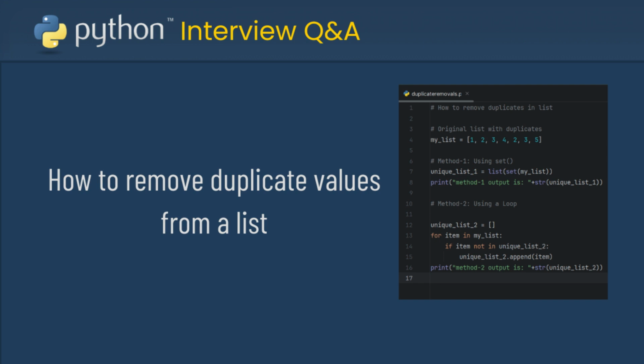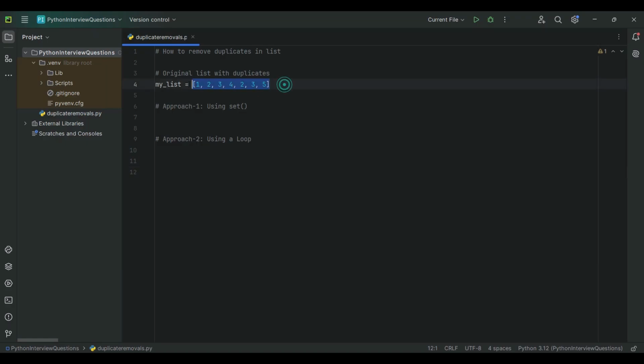Hello everyone, in this video we will see how to remove duplicate values from a list. Let us assume this is our list. If you clearly observe, this list contains some duplicate values. Our goal is to get these values something like this: 1, 2, 3, 4, 5. So this is what we want as an output.